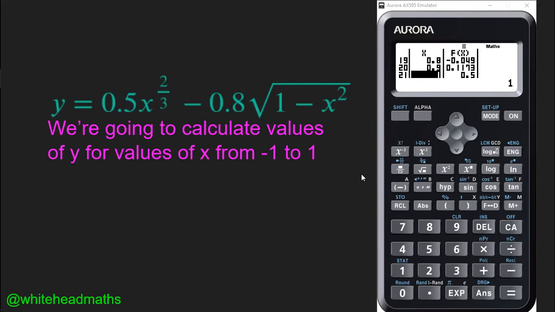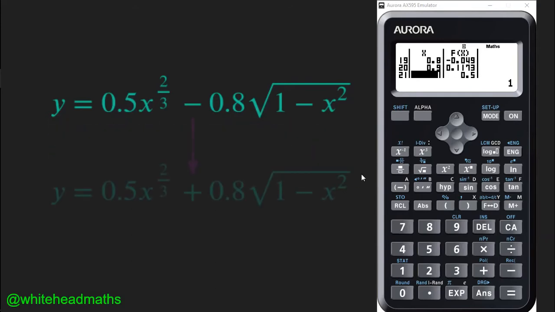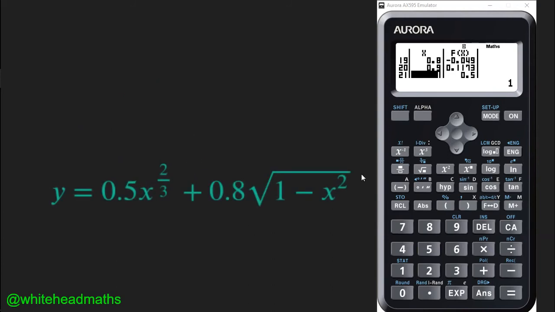So far, so good. But our formula has a second part to it. Instead of that minus, we have a plus. So we're going to have to calculate all these values a second time. Now it's very quick to make that change in our calculator.